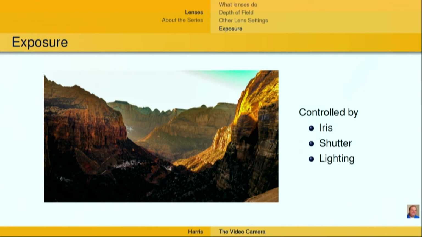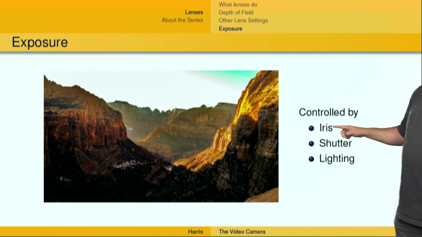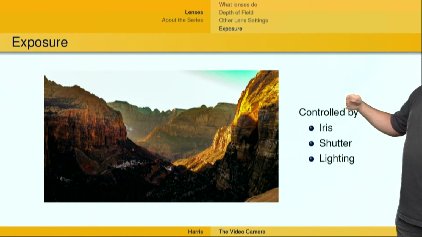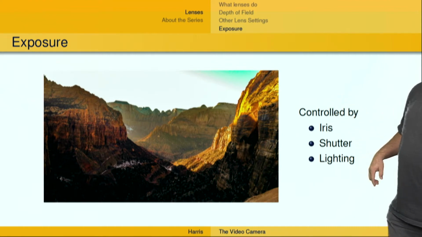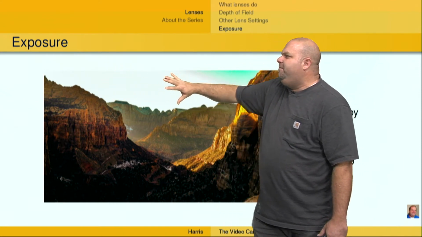What is this thing called exposure? Well, we know that things can control exposure: the iris setting, the aperture, the amount of light through the lens; the shutter, meaning the amount of time that each frame is being exposed to light; and finally, lighting.